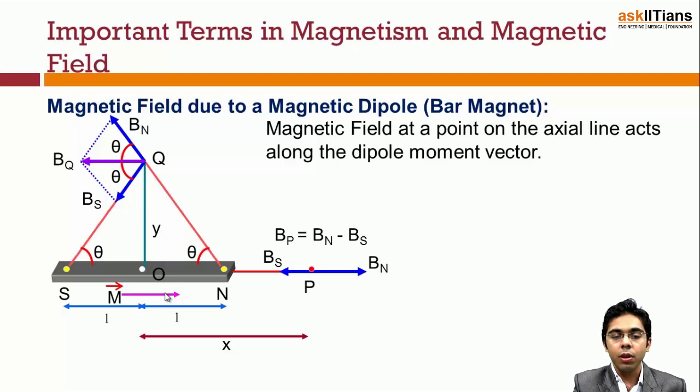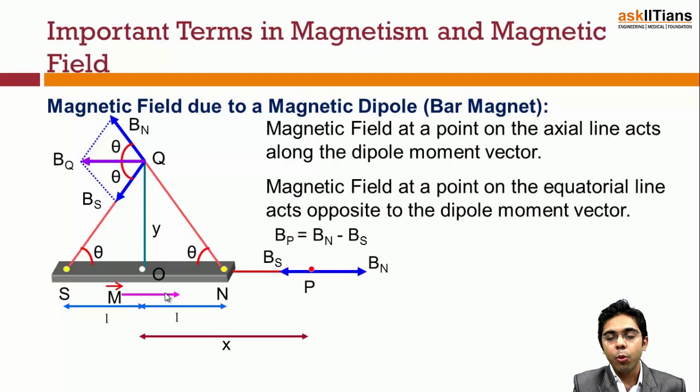So let's define what exactly the magnetic field is. At a point on the axial line, it acts along the dipole moment vector, and the magnetic field at a point on the equatorial line, that is on the perpendicular bisector, acts opposite to the dipole moment vector. We have already discussed that on the axial point its direction is in the direction of the magnetic dipole moment, and on the equatorial point its direction is opposite to it.